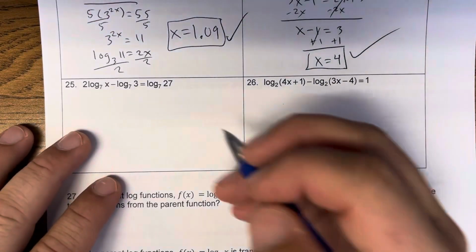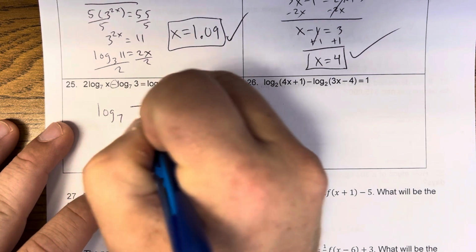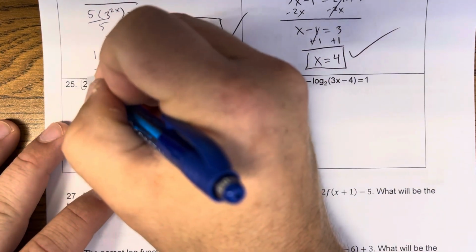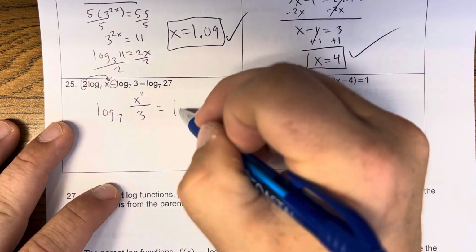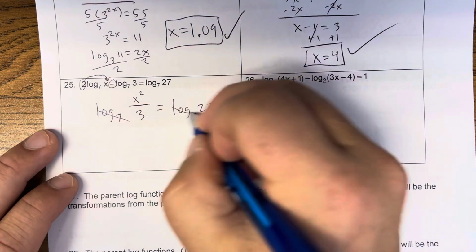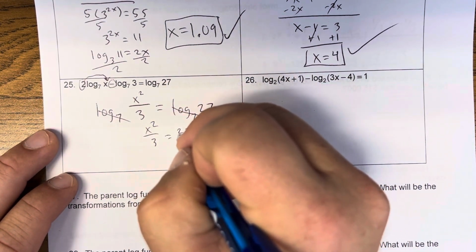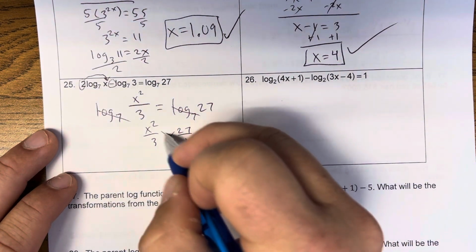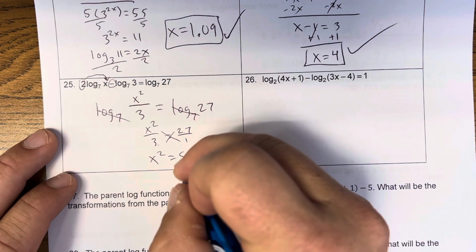Number 25, we're going to condense it first. We do have a subtraction, which means we will have a fraction. And then this 2 will be an exponent for the x, so x squared, the 3 on bottom. Then cancel out my logs and solve. So x squared over 3 equals 27. If we wanted to, we can put a 1 underneath that 27 as we cross multiply. So x squared equals 3 times 27, which is 81.